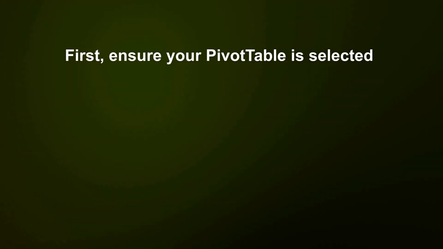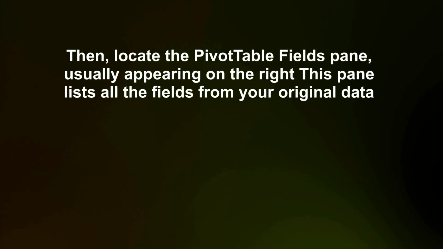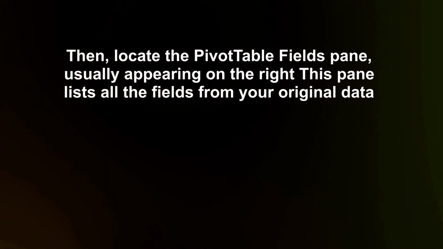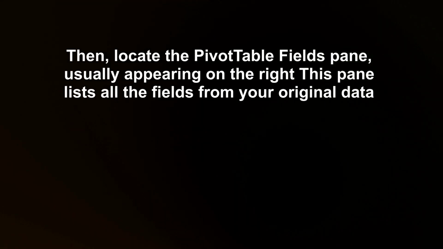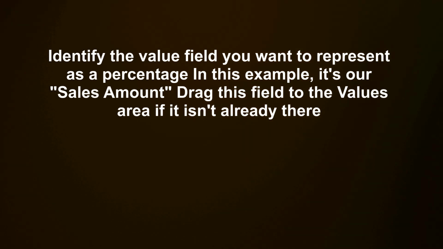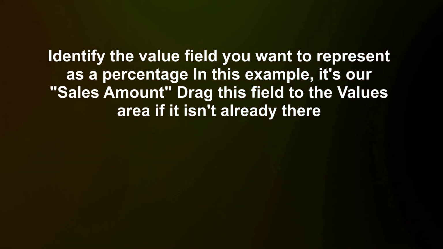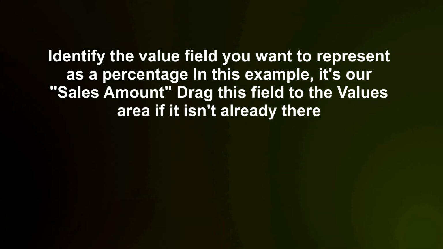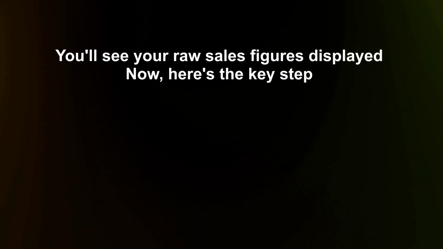First, ensure your PivotTable is selected. Then, locate the PivotTable Fields pane, usually appearing on the right. This pane lists all the fields from your original data. Identify the value field you want to represent as a percentage. In this example, it's our sales amount. Drag this field to the Values area if it isn't already there. You'll see your raw sales figures displayed now.